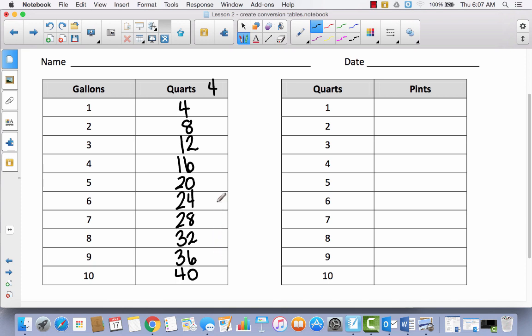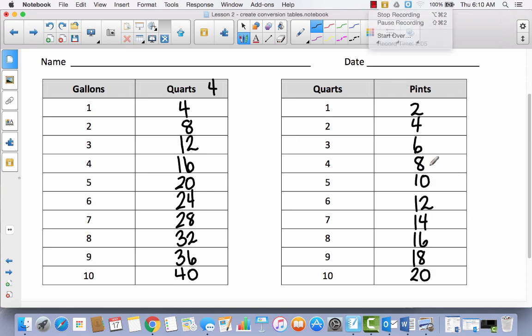All right, so let's talk about quarts and pints. So for every quart, there are 2 pints. So for every 2 quarts, there are 4, 3 quarts, 6, etc. I want you to fill in the rest. Okay, so hopefully you counted by 2s, and you have 8, 10, 12, 14, 16, 18, 20.